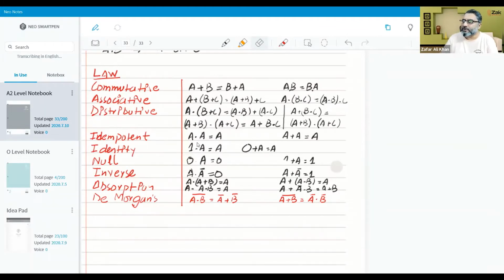Idempotent is actually very important. No matter how many times A is being ANDed to itself, the result is A; or ORed to itself, the result is A. Identity says that 1 into A is always A and 0 plus A is always A. Whereas null says that 0 into A is equal to 0 and 1 plus A is equal to 1.